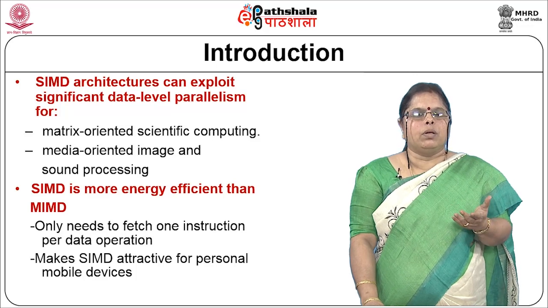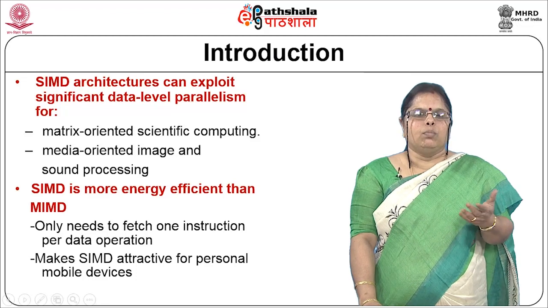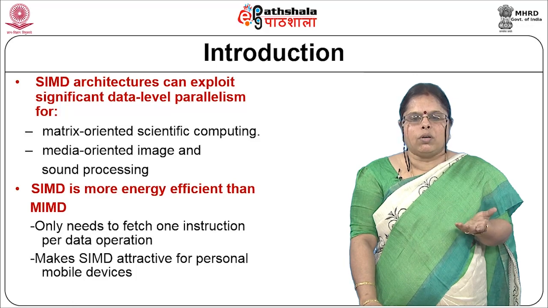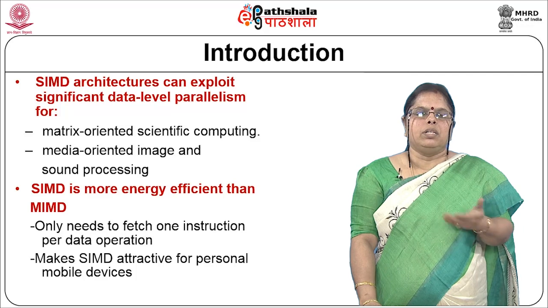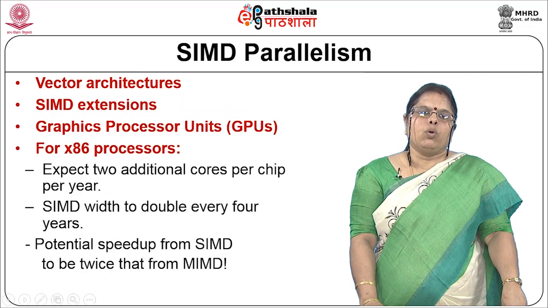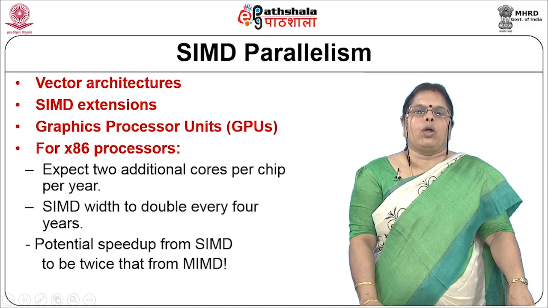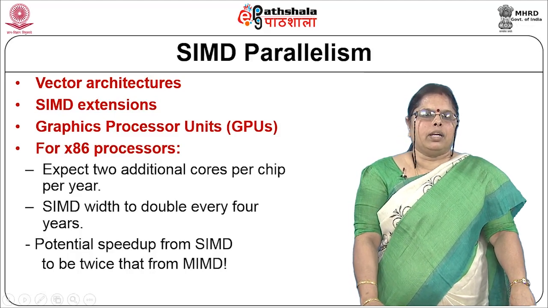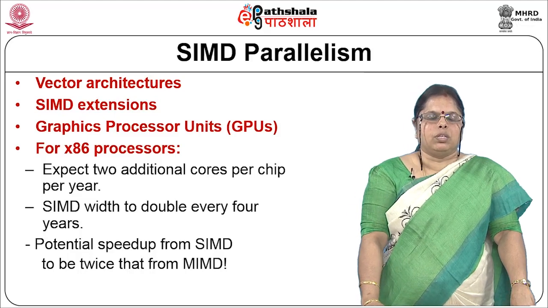SIMD is very attractive for personal mobile devices, because mobile devices are very popular for using media applications. So, you have a lot of data level parallelism available there, and SIMD tries to exploit that data level parallelism. We are going to look at three different types of architectures which exploit this data level parallelism: vector architectures, SIMD extensions and graphics processing units or GPUs.